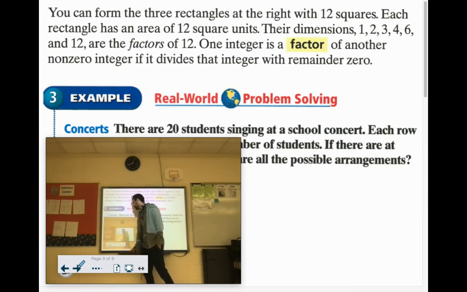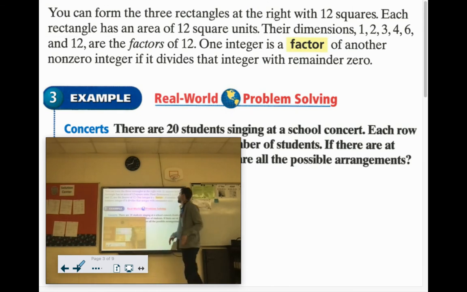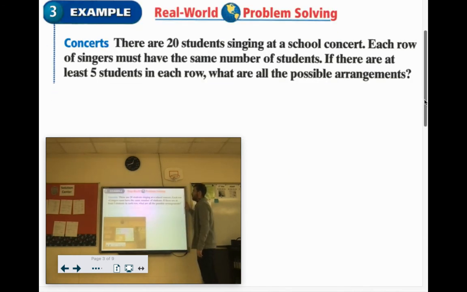All right, now we're going to talk about factors. And again, factors are numbers that multiply into other numbers. So we're going to be pretty comfortable with listing all factors of a lot of the numbers that we work with. There are 20 students singing at a school concert. Each row of singers must have the same number of students. If there are at least 5 students in each row, what are all the possible arrangements?